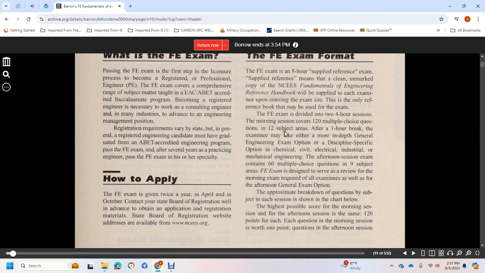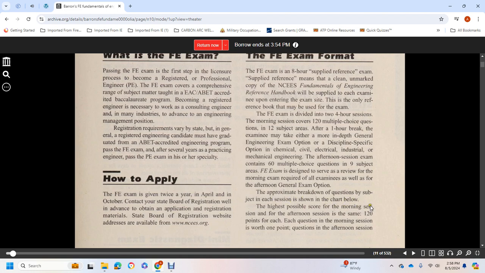After a 1-hour break, the examinee may take either the more in-depth general engineering exam option, or a discipline-specific option: chemical, civil, electrical, industrial, or mechanical engineering. The afternoon session exam contains 60 multiple-choice questions in 9 subject areas. The afternoon exam is designed to serve as a review of the morning exam required of all examinees, as well as for the afternoon general exam option. The approximate breakdown of questions by subject in each session is shown in the chart below.